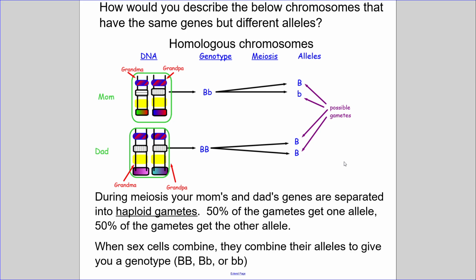During meiosis, your mom's and dad's genes are separated into haploid gametes. 50% of the gametes get one allele, 50% of the gametes get the other allele. When the sex cells combine during fertilization, they combine to give their alleles, and that gives you a genotype. So in this case, we could have any combination from your mom's gametes and your dad's gametes. So big B big B or big B little b.